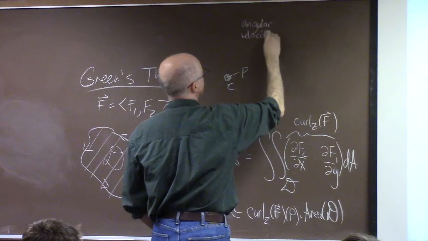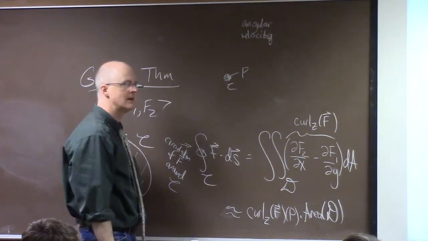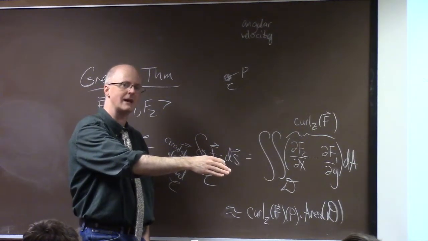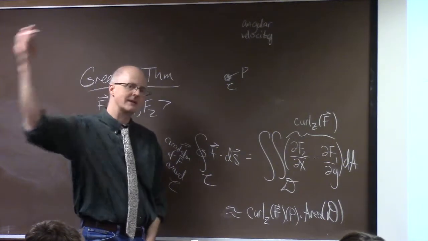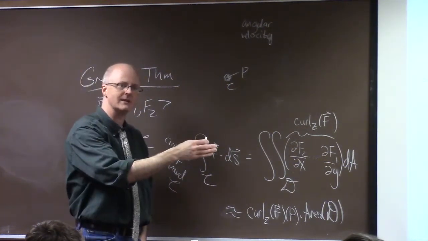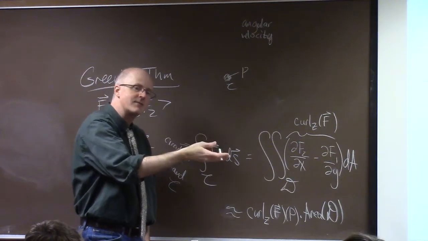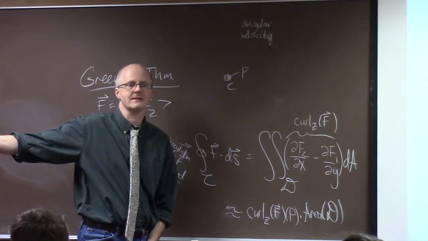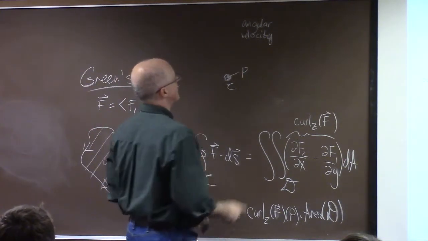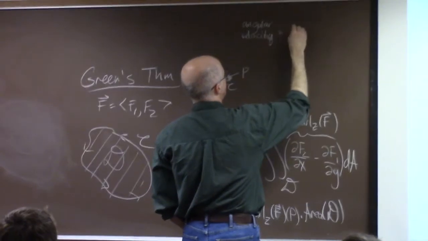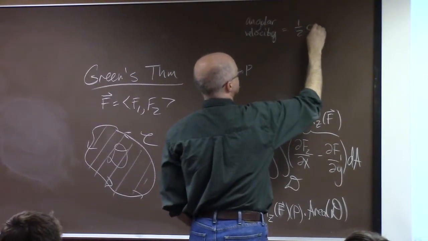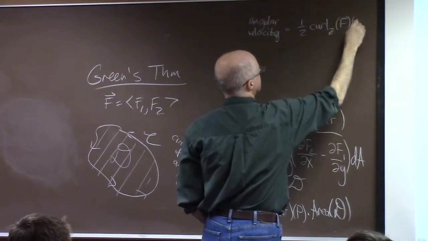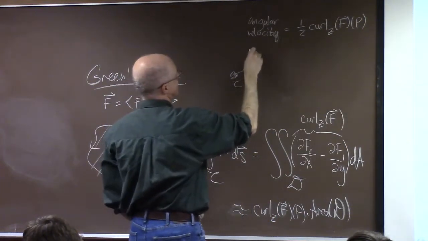is measured in radians per unit time, like radians per second or something. 2 pi radians per second would correspond to the paddle wheel making 1 revolution counterclockwise in 1 second. 4 pi radians per second would be 2 revolutions in 1 second. It's got a sign. Negative pi radians per second would be a clockwise rotation half the way around in 1 second. That's angular velocity equals 1/2 the curl. So 1/2 comes into play. You can see that in the derivation in the book. The angular velocity of the paddle wheel.